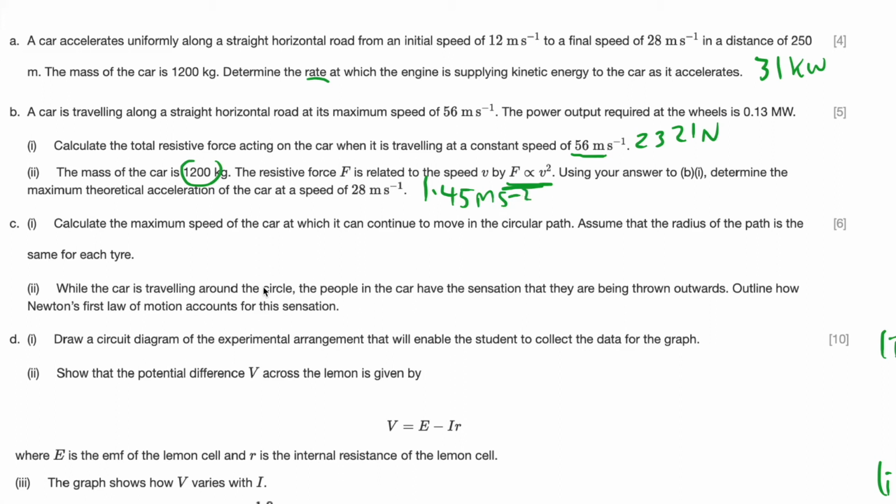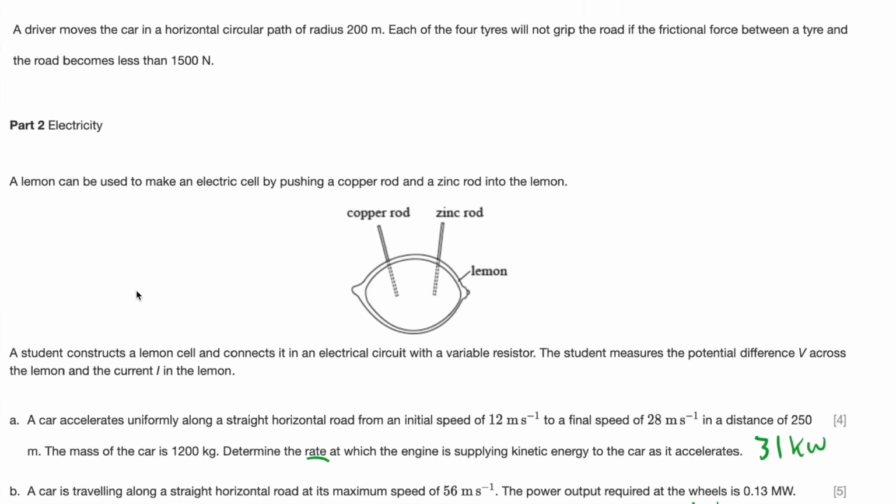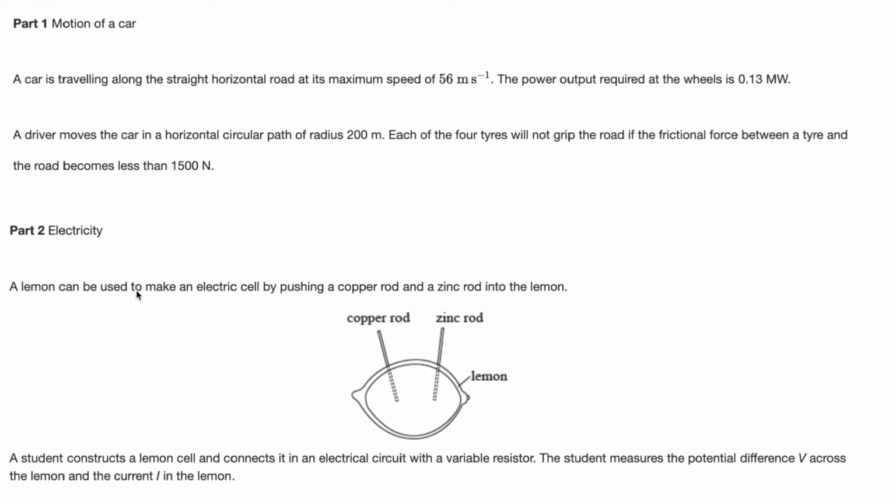Calculate the maximum speed of the car at which it can continue to move in a circular path. Assume the radius of the tire is the same for each tire. So at the beginning of the problem, it tells us that the maximum speed is 56 meters per second for the car. The power is 0.13 million watt. And the radius for each car is going to be equal to 200 Newton.